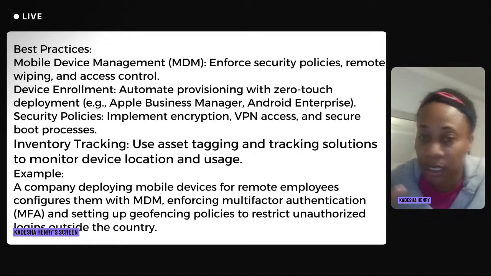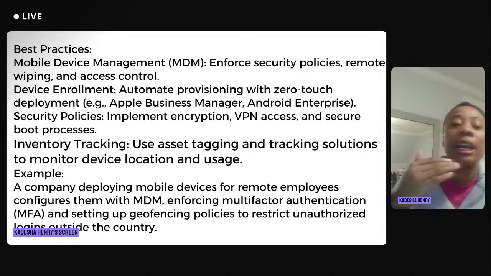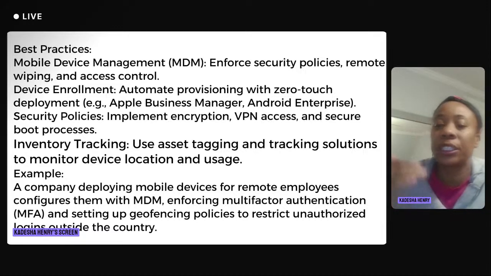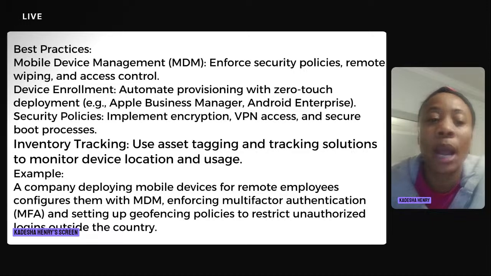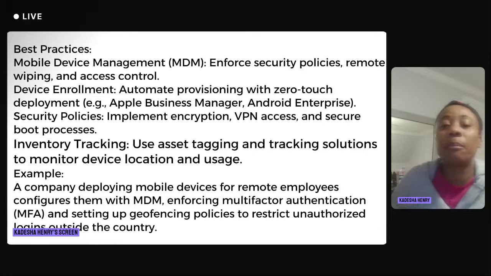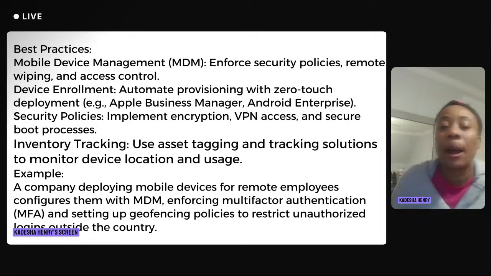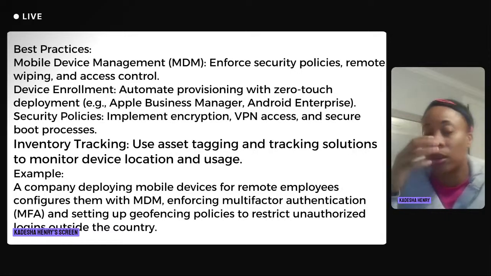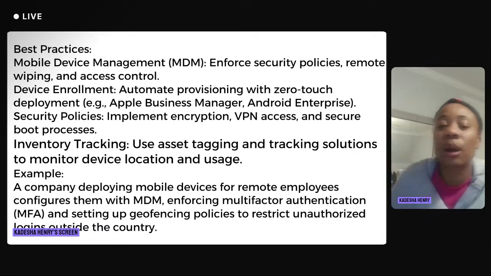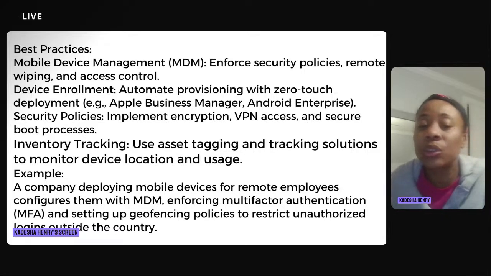Our customer, that was our client, and we looked at best practices, and we said implement MDM, enforcing security policies and remote wipe and access control. We said device enrollment, we put them in automatic provisioning, where we can have the system doing automatic patching, taking away rights from people who are no longer working in the organization. All of those things we have to ensure.